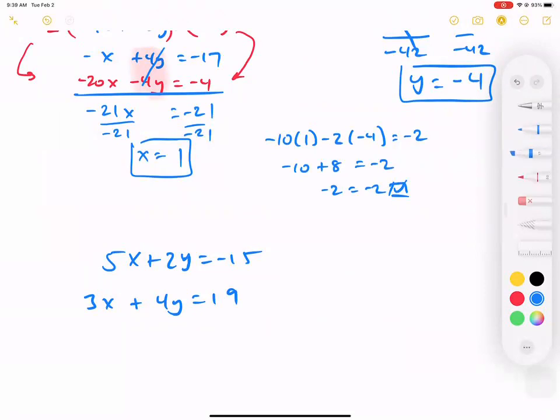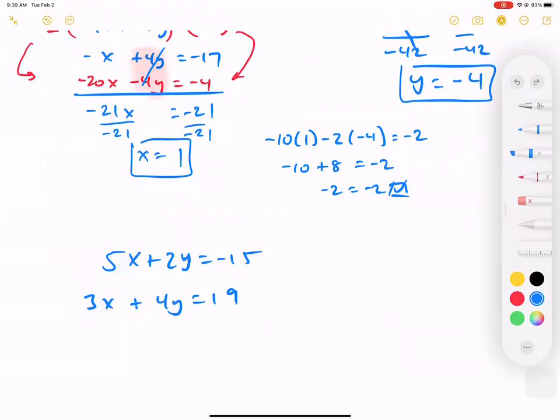Now you get a choice. Do you want to make the x's match up or the y's match up? I'm hearing a lot of you probably saying the y's, right? Can't you make 2 become 4 by multiplying by 2? 100% yes, great job. Multiply by negative 2 so they would cancel. But I'm going to make the x's match up.